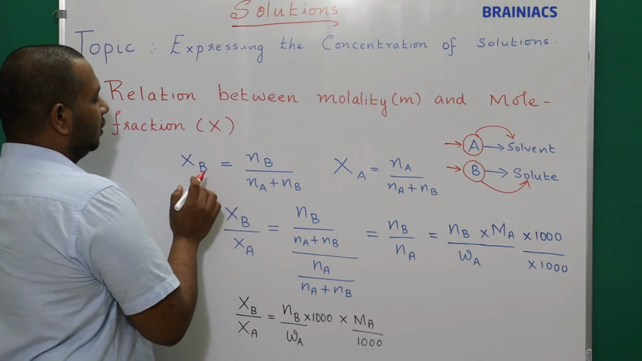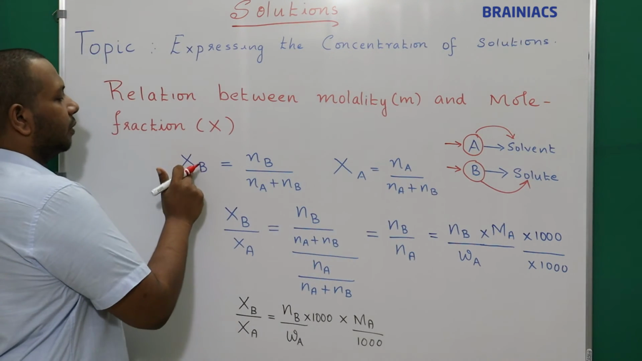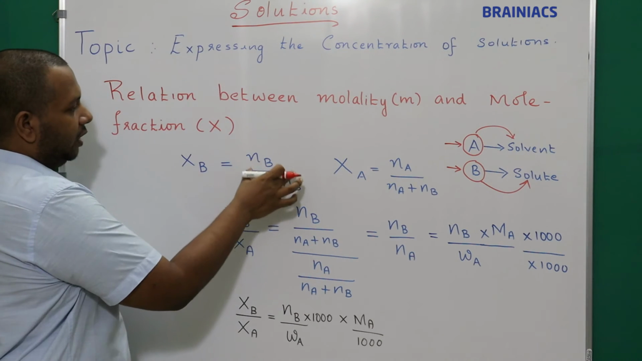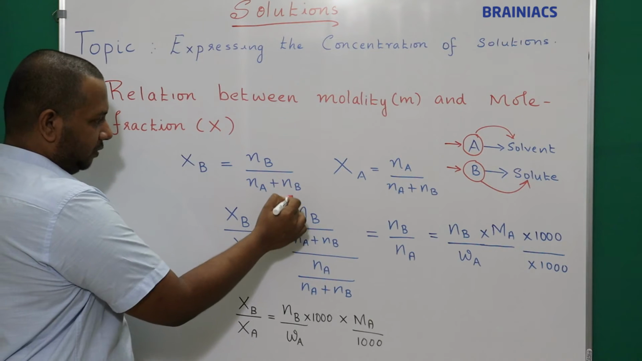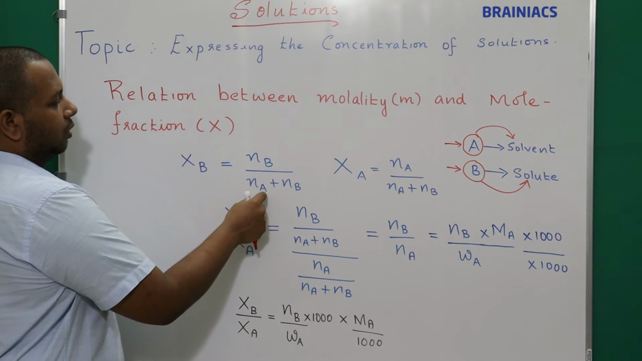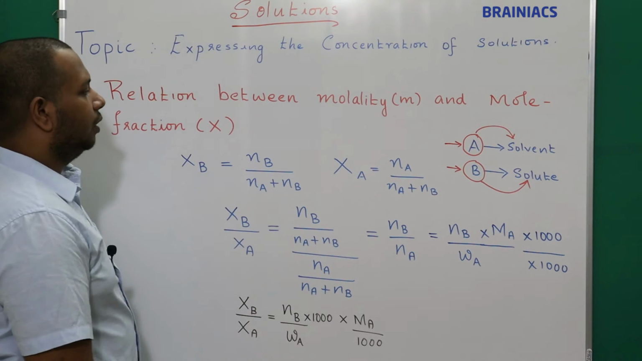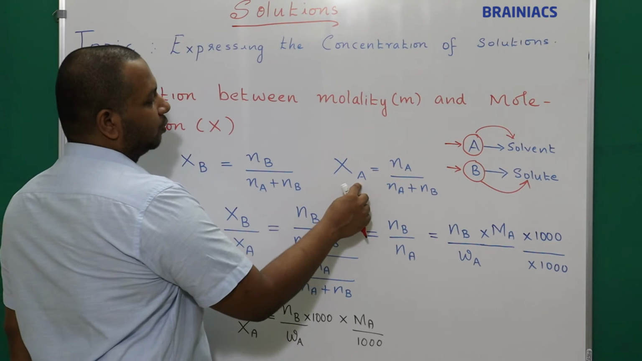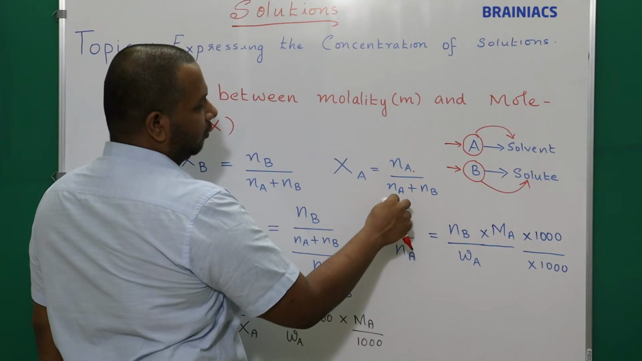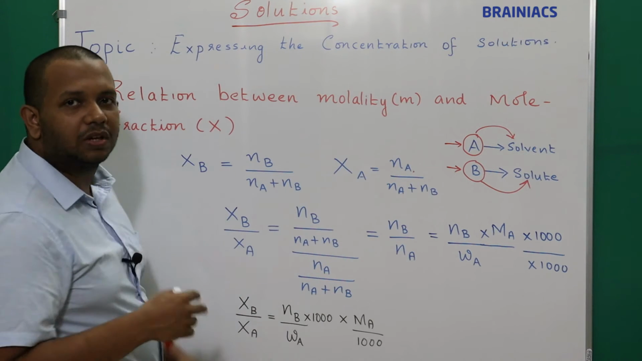Now, can you tell me what is the mole fraction of B? Mole fraction of B means the mole fraction of the solute. From the definition, the mole fraction of the solute is equal to the number of moles of the solute divided by the number of moles of the solvent plus the number of moles of the solute, or total number of moles, since it is a binary mixture. Similarly, the mole fraction of the solvent, XA, is the number of moles of the solvent divided by the number of moles of the solvent plus the number of moles of the solute. These are two fundamental equations we have already learned.